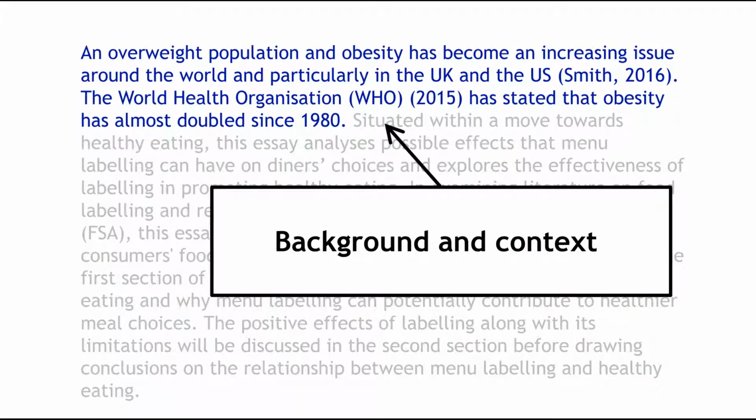So the first section here is the background and context. Your introduction must set the scene for your essay. The purpose of the background is to provide some key information on the topic that introduces the reader to the bigger picture of your essay. In the example above, the author has framed their essay within the bigger picture around obesity that then allows them to narrow down to nutritional food labelling.